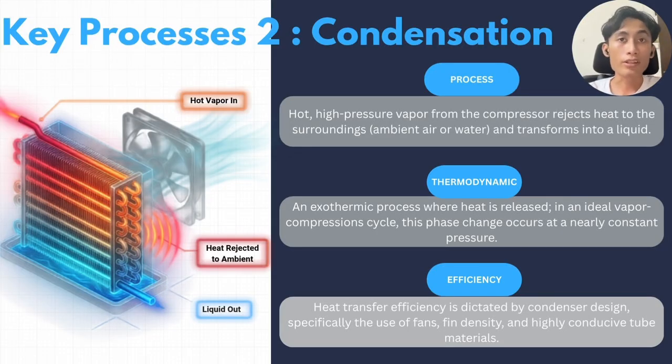So now we go to the condensation process. Condensation is the phase where hot high pressure vapor from the compressor transforms back into a liquid state. During this transition, the refrigerant rejects significant thermal energy into the surrounding ambient air or water. This isothermal process typically occurs at a nearly constant pressure within the condenser's intricate coil network. The efficiency of this heat transfer is dictated by physical design choices like fin density and tube conductivity. Finally, the strategic use of fans helps maintain consistent airflow, ensuring that the maximum amount of heat is dissipated effectively.